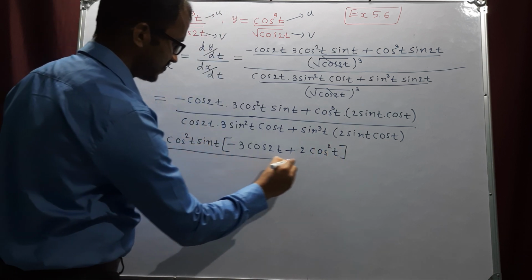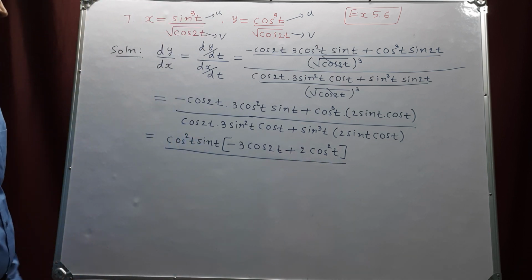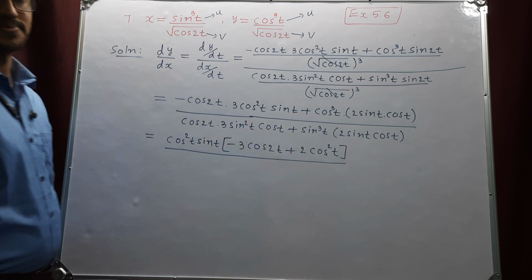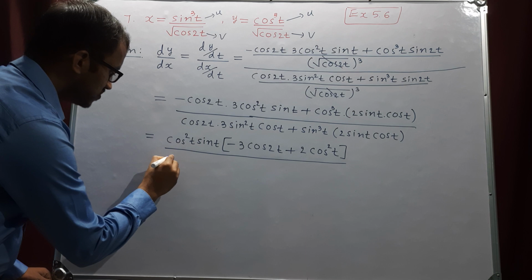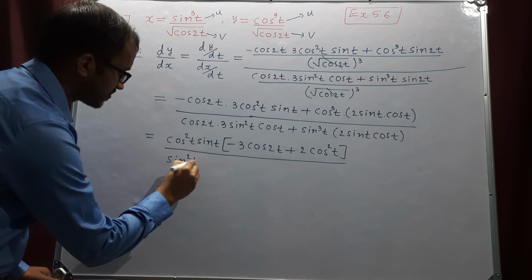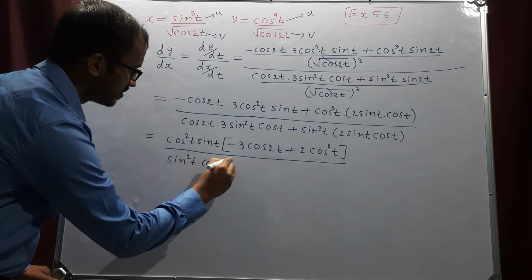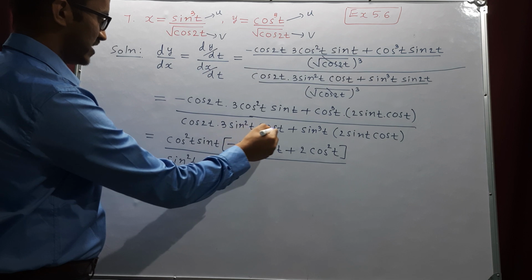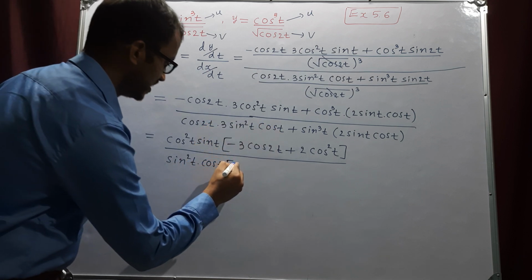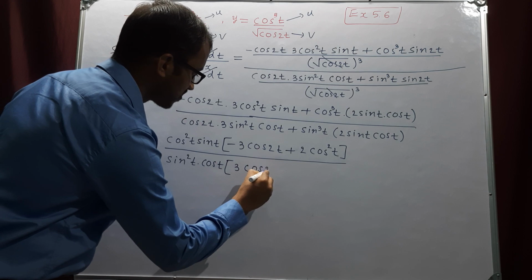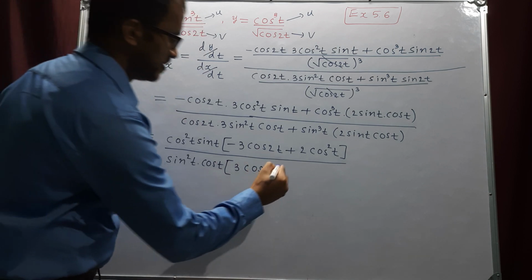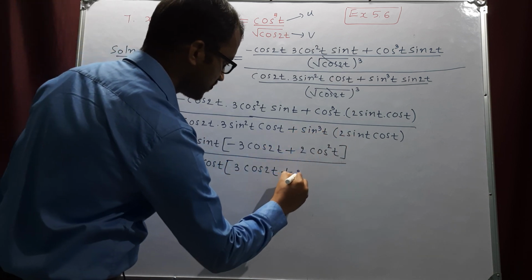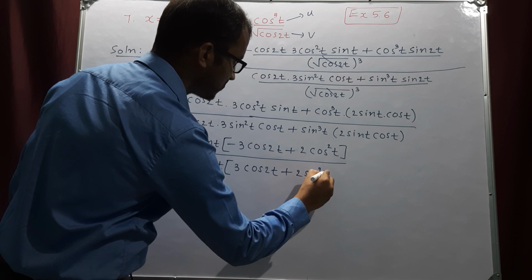So similarly, from the denominator I can take sin square t cos t as common. So sin square t cos t. So remaining thing, if I take sin square t cos t outside, remaining thing is 3 into cos 2t plus 2 sin square t.